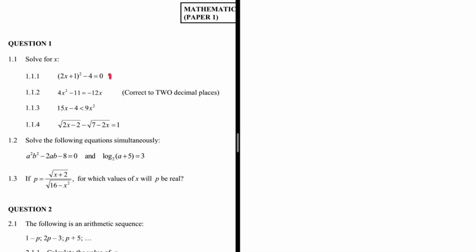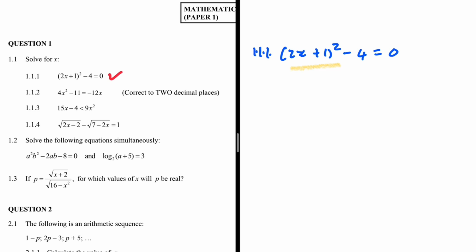Okay, let's do 1.1.1. We have (2x + 1)² − 4 = 0. We are supposed to solve for x. So the technique that most people are going to use is to square this first and then subtract 4 and factorize. So let's go ahead and take that road.